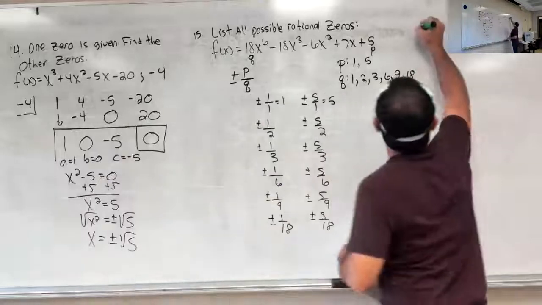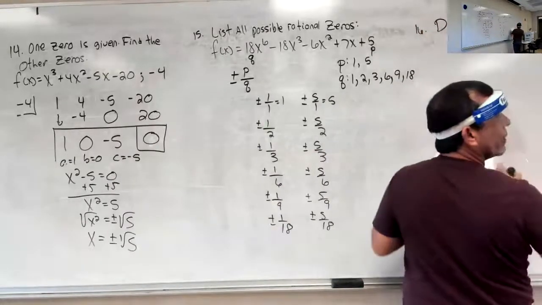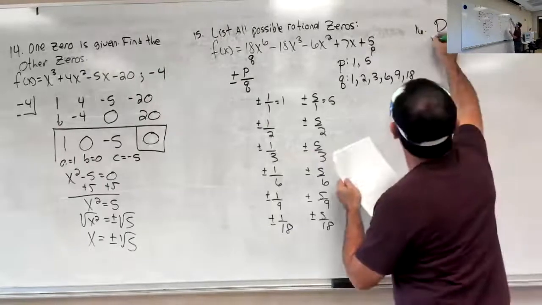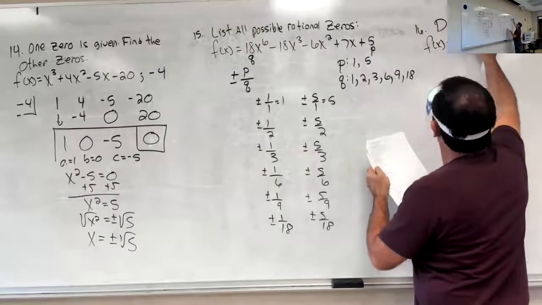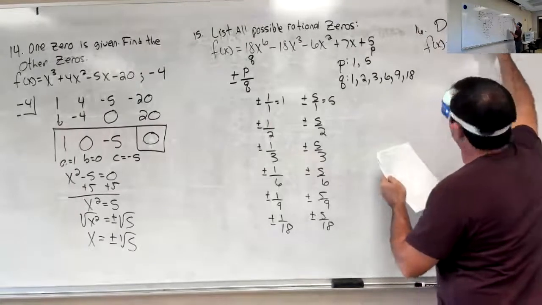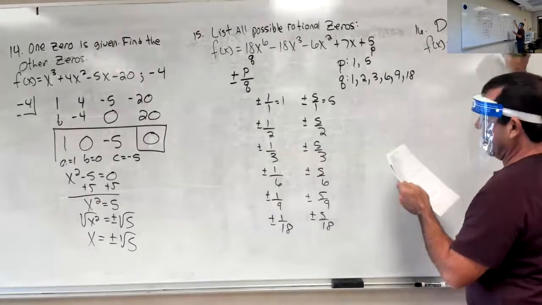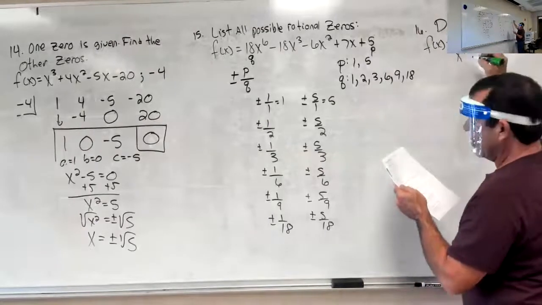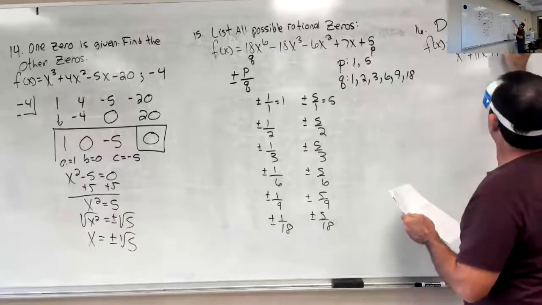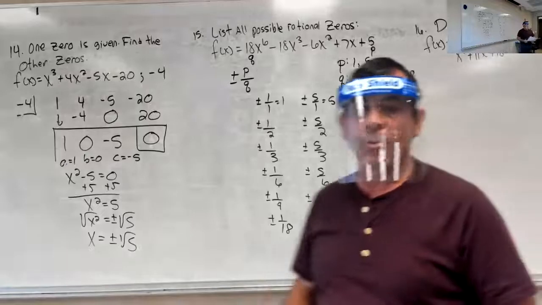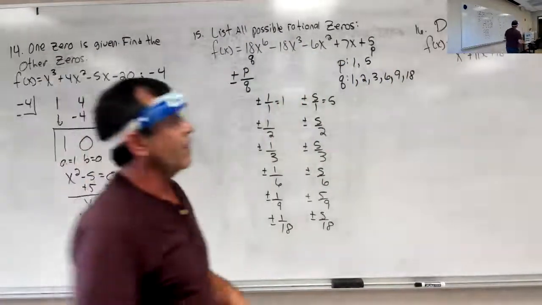There you go, 16, find the domain. On top is x to the third minus x squared plus x plus 2. On the bottom, x squared plus 11x plus 18. So for the domain, we're only worried about the denominator. So I'm going to set my denominator to 0.